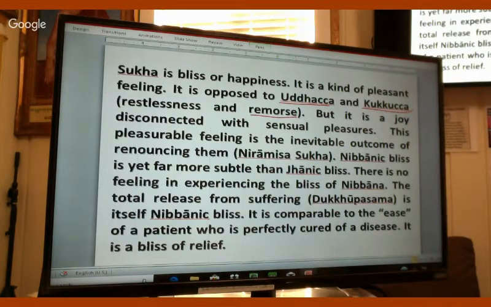Temporarily removed. But the sukha explained here is disconnected from sensual pleasure, kama sukha.